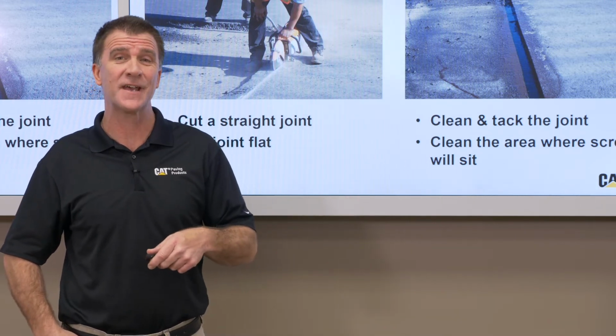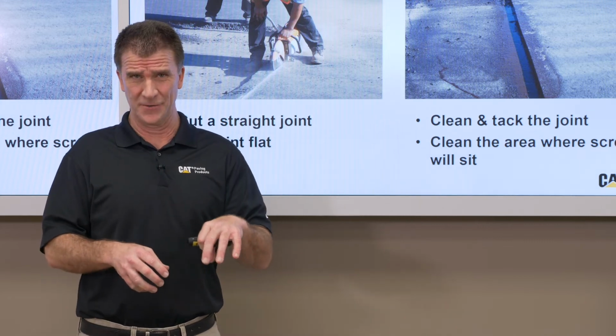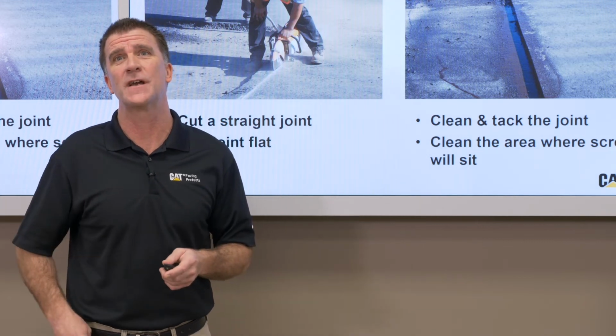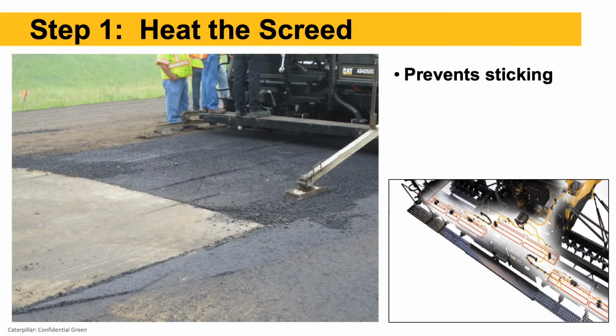When they come back the next day, they'll pull that 2x4 up, get rid of that little bit of waste material, the taper, and they'll have a nice square edge there that they can tack coat and then start paving. So, the 15 steps to get that consistent takeoff.